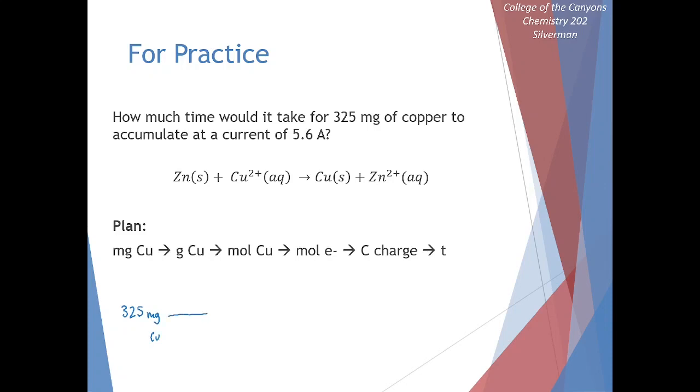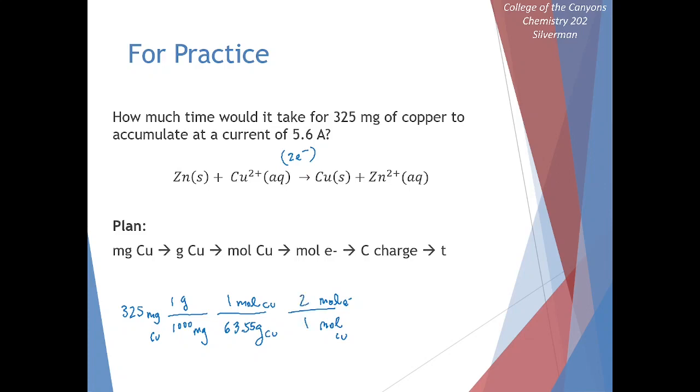We can start using the metric system to convert to grams. We can continue by switching to moles using our molar mass. We can now use our balanced redox reaction to decide how many moles of electrons this corresponds to. For this reaction, we can see that there are exactly 2 electrons transferred from our zinc to our copper.